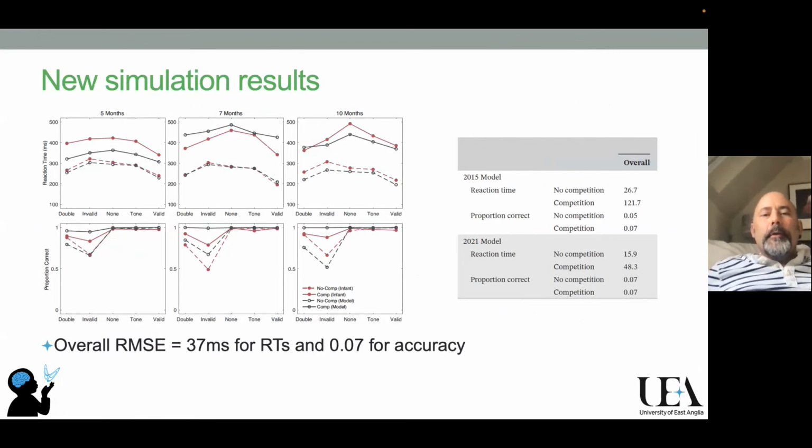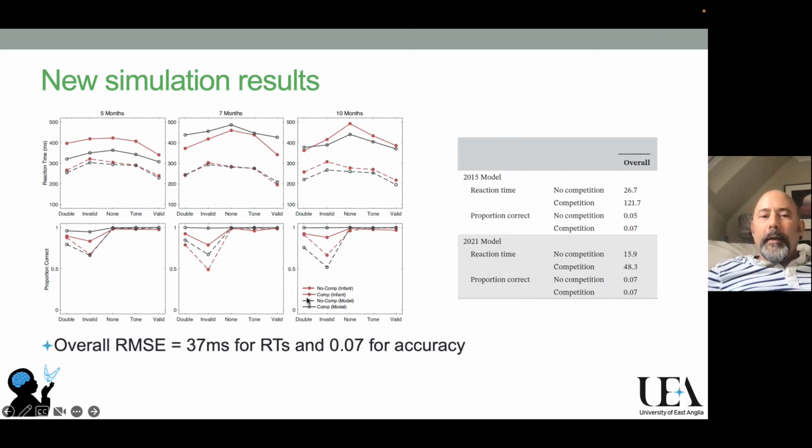Okay, so here are the new simulation results. The data in black are the new model results. The data in red are the empirical data. And what you can see is the fit is better than it was before, with an overall root mean squared error for the reaction times of 37 milliseconds. And we got within 7% for accuracy.